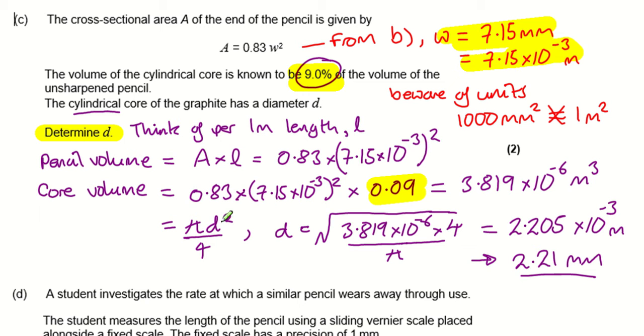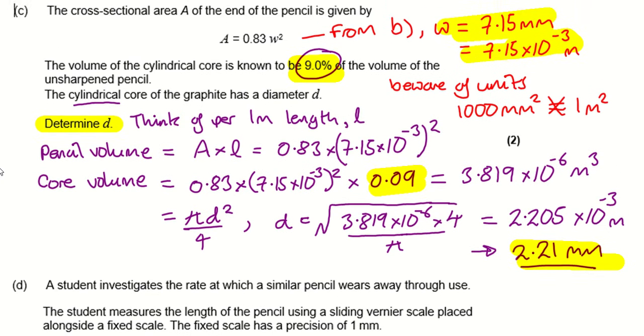So R squared is D squared over 4. Then I rearrange it and I get D is the square root of all this. It's D squared, that's just from rearranging. I get an answer of that many meters, and then I've just written it in millimeters because that's what they're talking about. It's just a bit of maths, really.